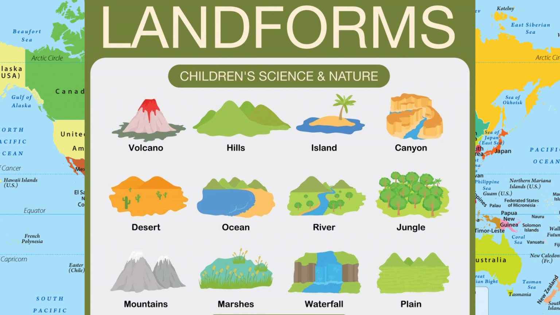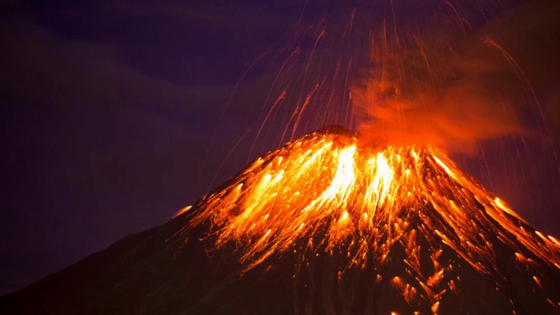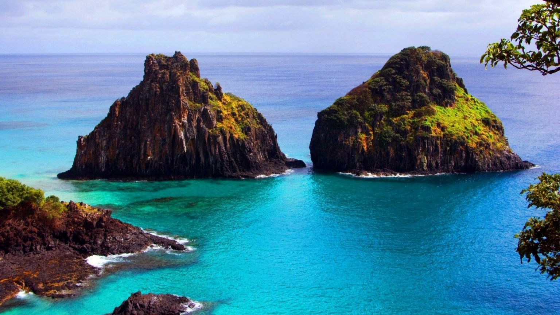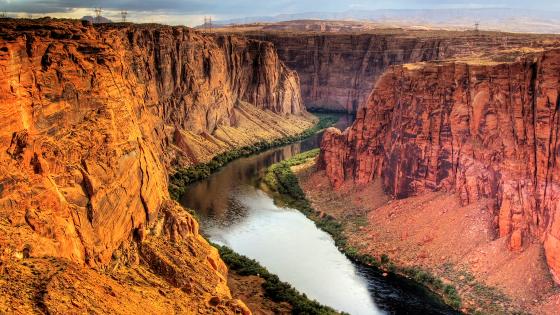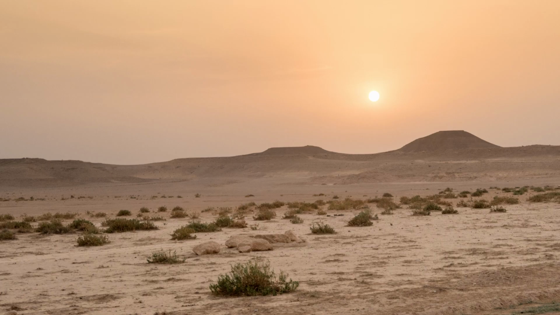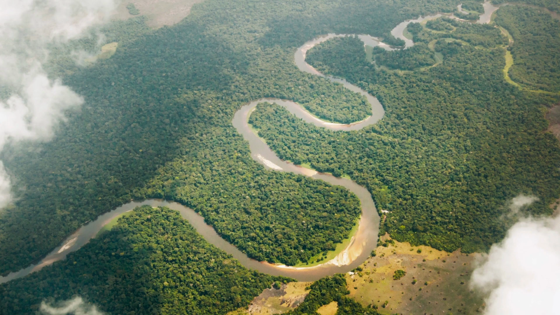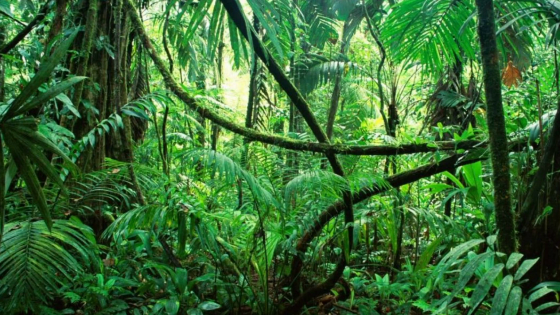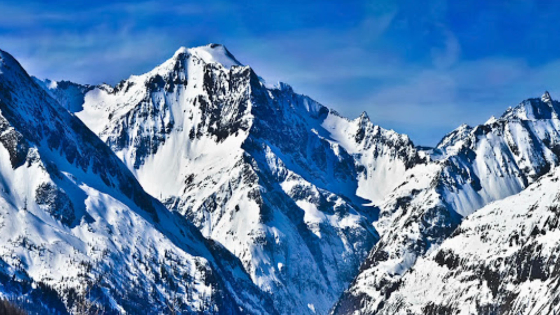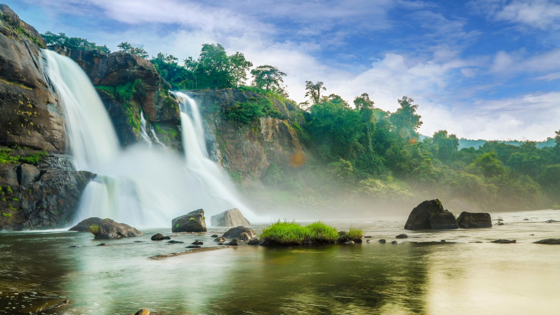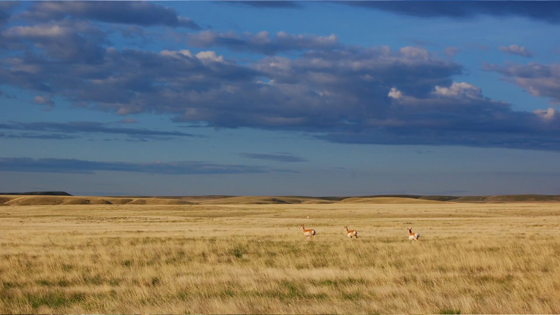Landforms are features on the Earth's surface, which include volcanoes, hills, islands, canyons, deserts, oceans, rivers, jungles, mountains, marshes, waterfalls, and plains.